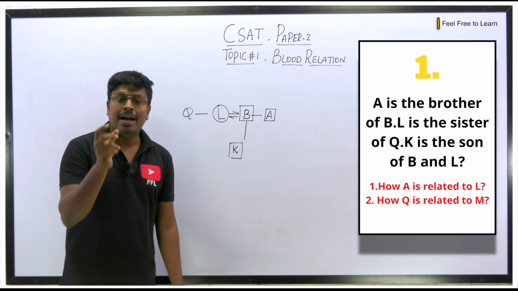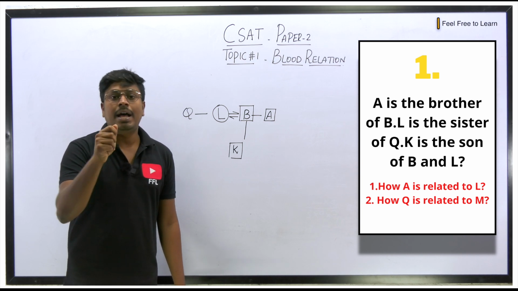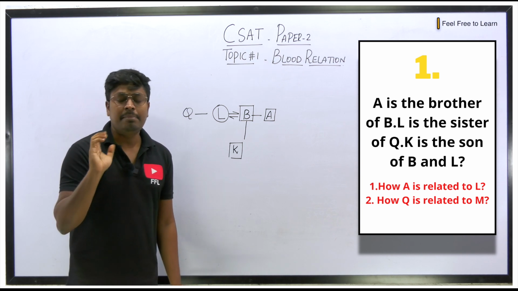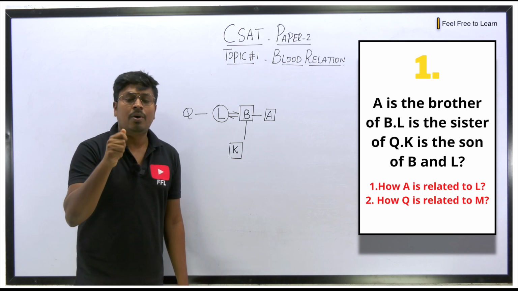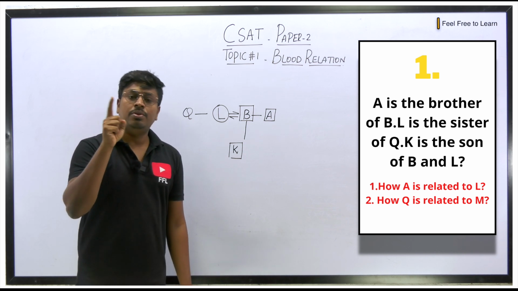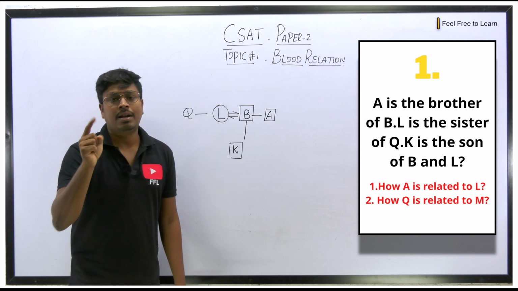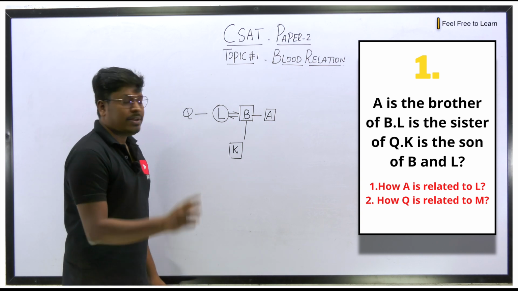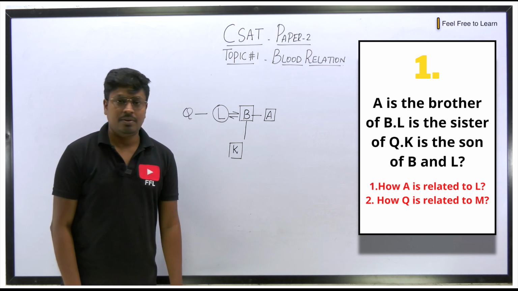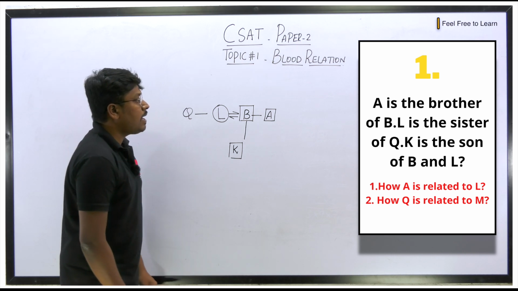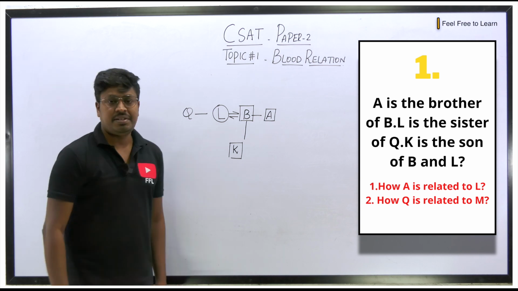In case the option cannot be determined is not among the given options, then you should go with the option aunt or uncle. Got it? So definitely any one option will be there. You should go with any one of these. Got it? So this will be the answer for the first set of questions.